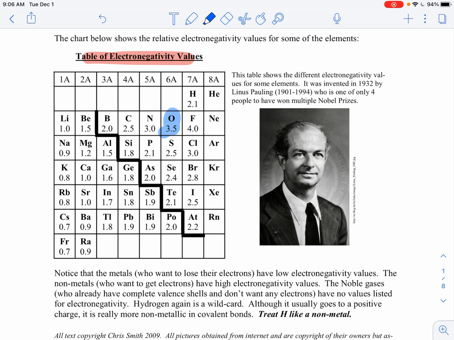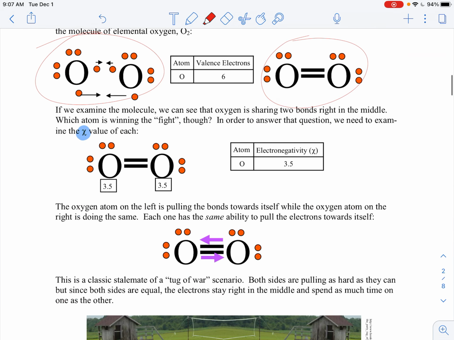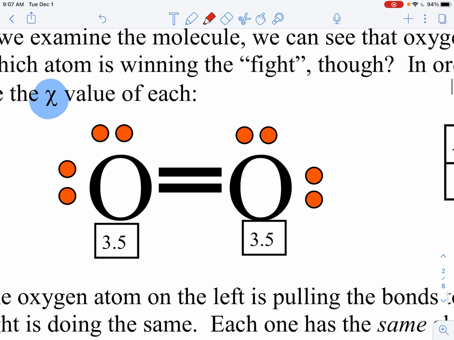Oxygen apparently has a value of 3.5, which by the way is pretty darn high, right? The highest one is fluorine here at 4. Oxygen is in second place. Nitrogen and chlorine are in third place. It's not too much of a shock then that these guys are all in the upper right-hand corner. So anyway, oxygen here has an electronegativity value of 3.5. So we come down here and recognize that this oxygen has a 3.5 and this oxygen has a 3.5.